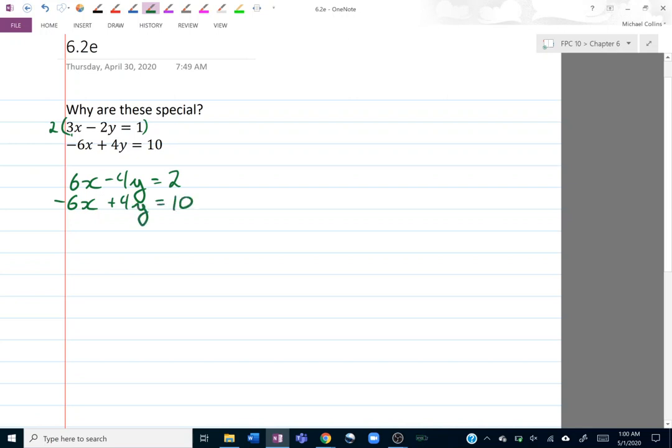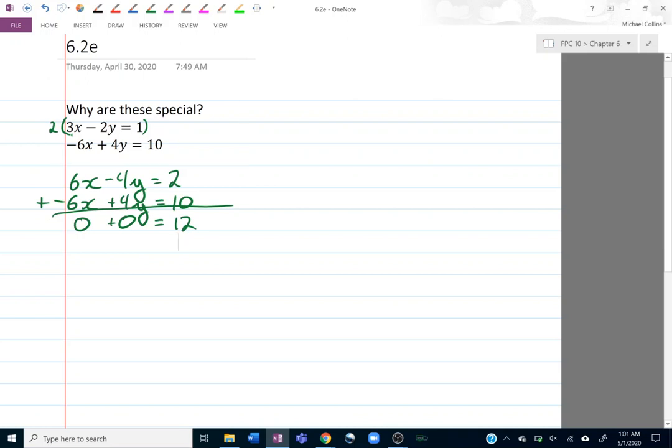When I add my x terms together, I get a 0. Oh, also when I add my y terms together, I get a 0. And on my right-hand side, I get a 12, which is super strange. So I'm like, oh, what is happening? So if I'm stuck, and this isn't a question from the textbook, well, what do I do if I can't look up the question in the textbook?